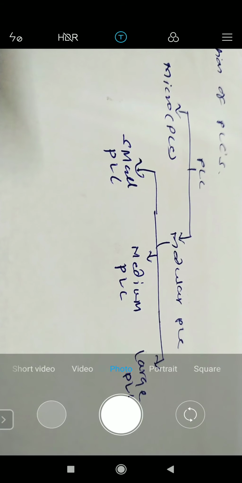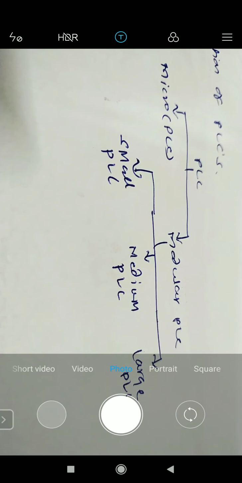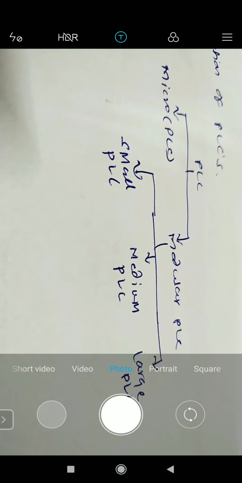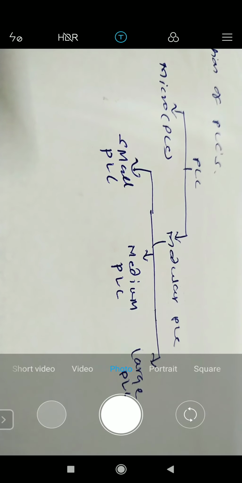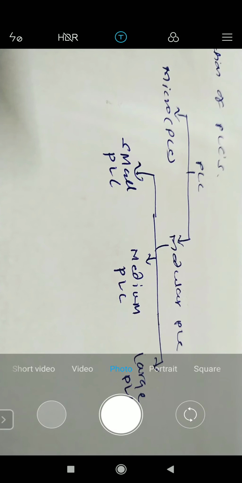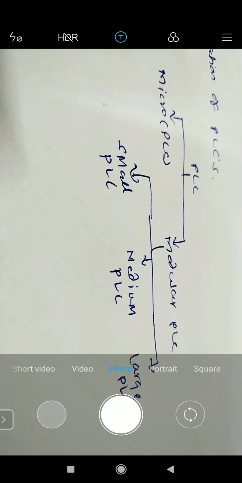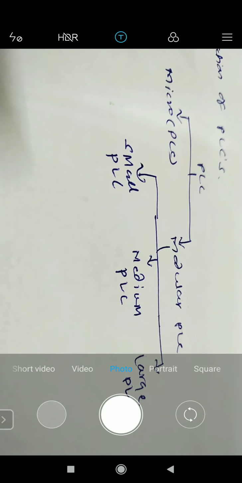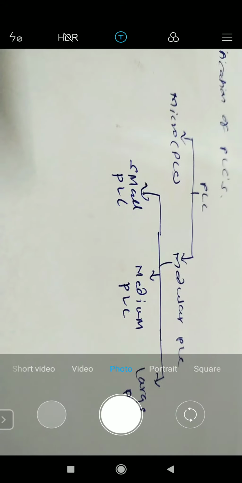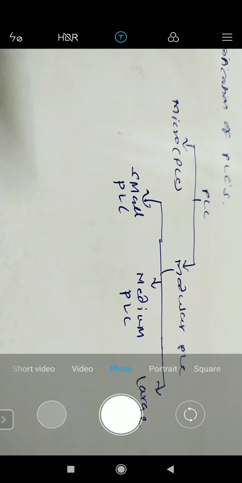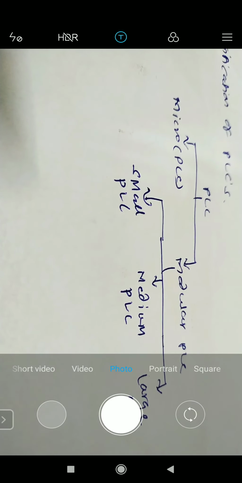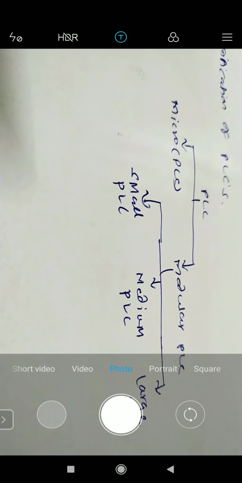Okay, so this PLC is called the micro PLC, and it has a fixed number of inputs and outputs, power supply, CPU and input modules. In a small place we have to connect or place this PLC, very small in nature. Okay, the next PLC is called the modular PLC.